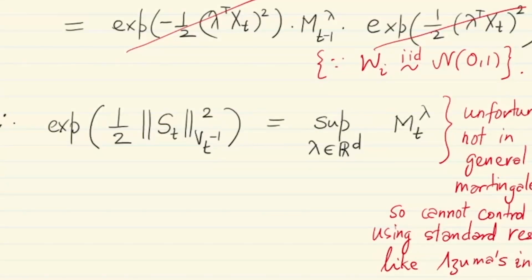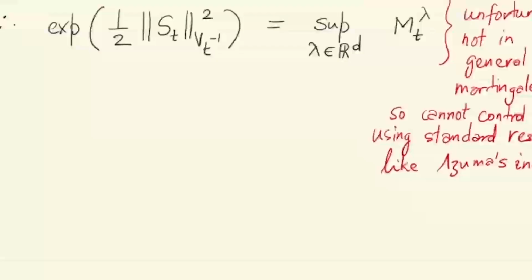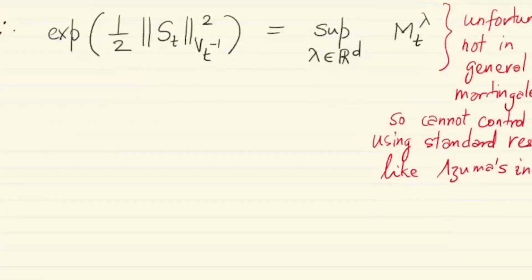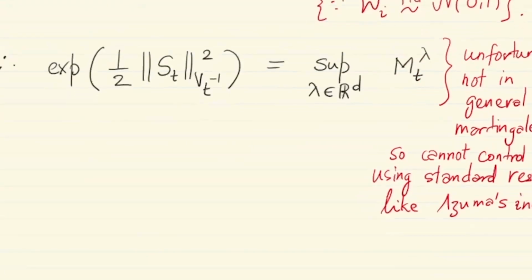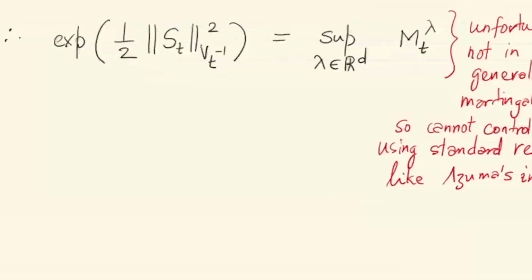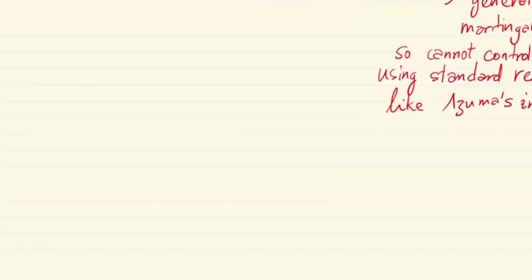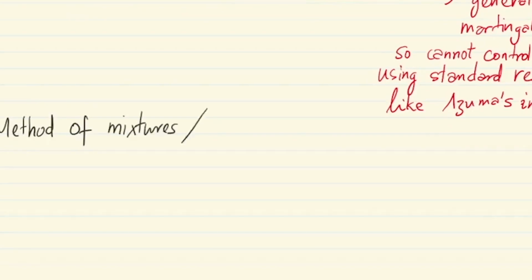Okay, so this leaves us at this brick wall where we can't really proceed at first glance to control this supremum of a really large family of martingales. So this is exactly where the method of mixtures enters and helps us find a way forward. You can really view it as an instance of what is called the Laplace integral approximation.